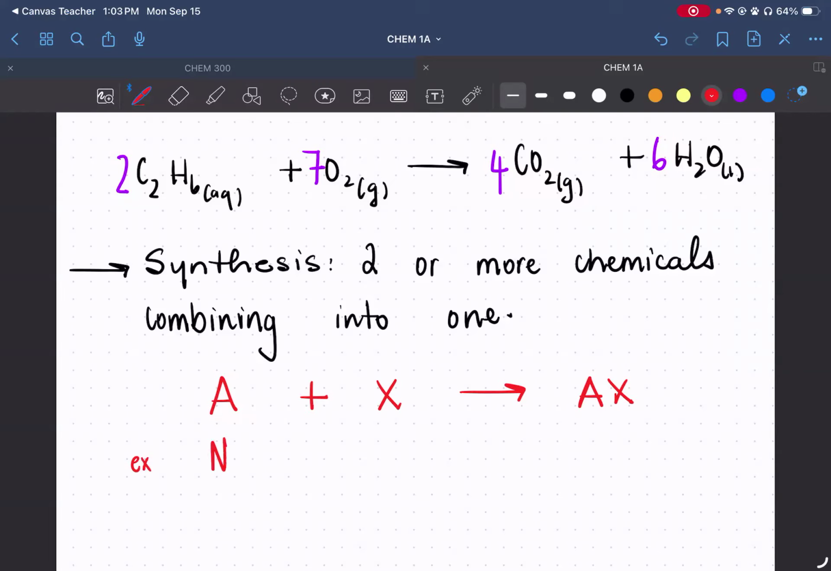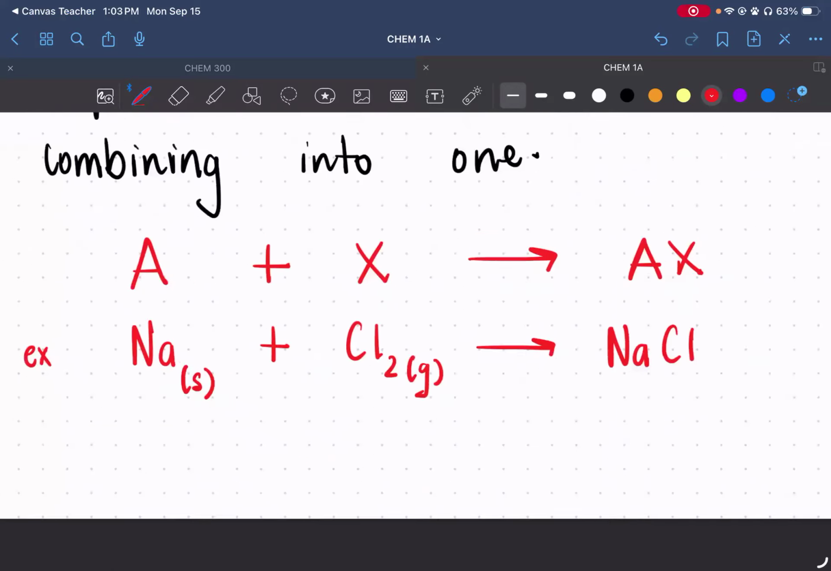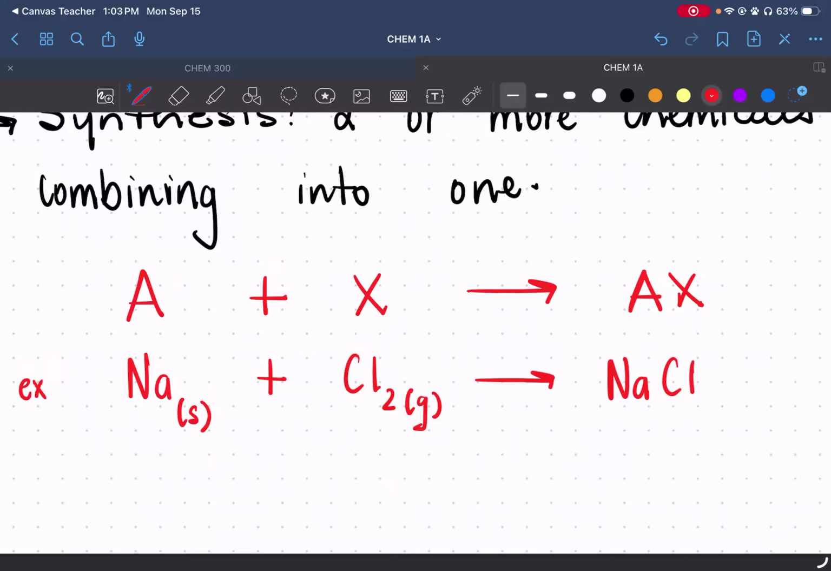Examples of this include sodium and chlorine. Sodium is a solid. Chlorine, as a diatomic element, is a gas. We can see that together, they come together and they form sodium chloride. Here's a question. Where did the 2 disappear to? Why did I not write NaCl2? Does anyone have any guesses?